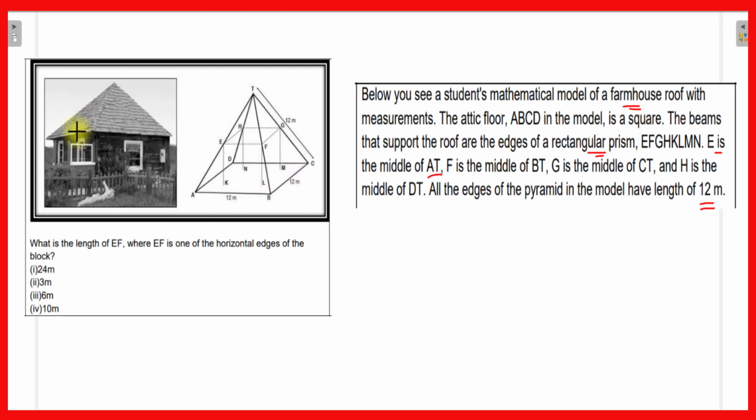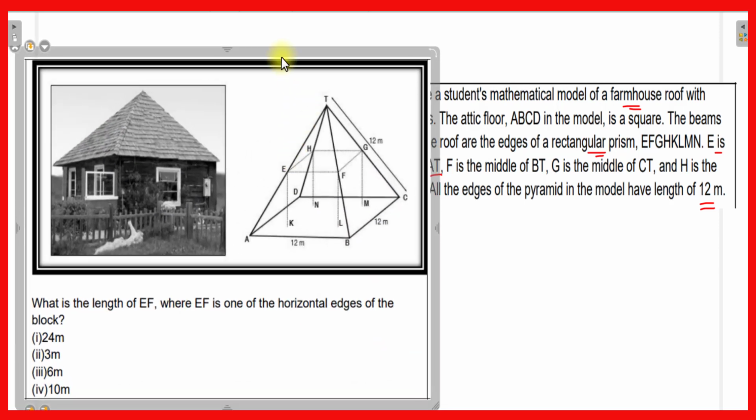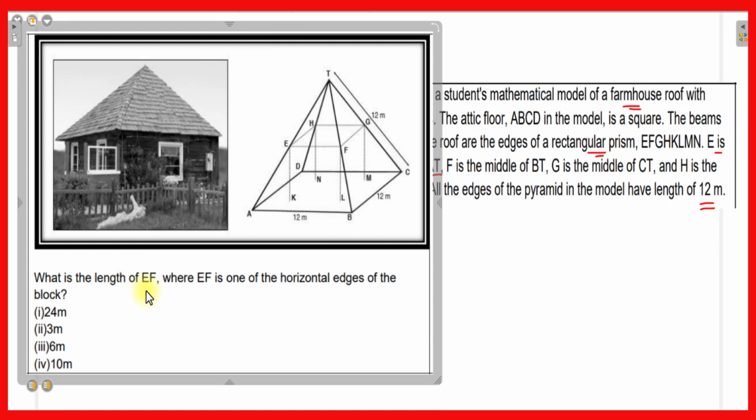Now the question that is asked: what is the length EF, where EF is one of the horizontal edges of the block? This length you have to find. Now it's very simple. If you have studied similar triangles and the theorem on similar triangles, you can solve it very easily.